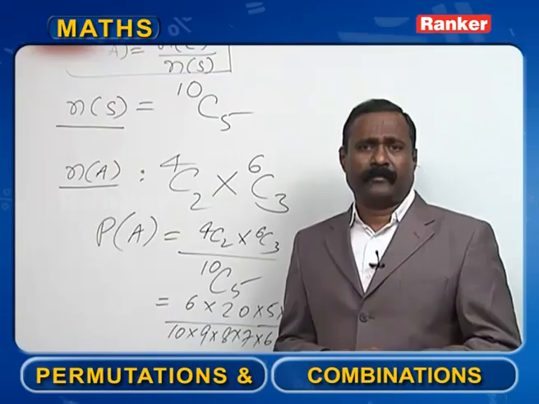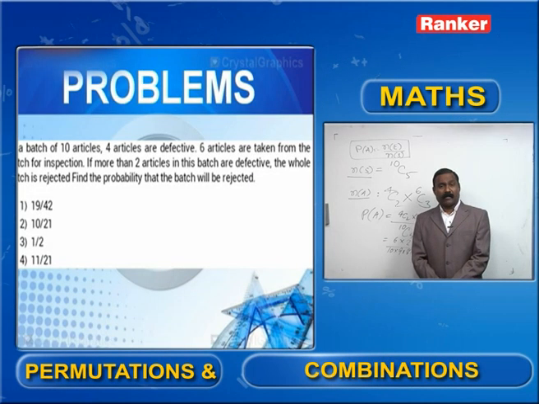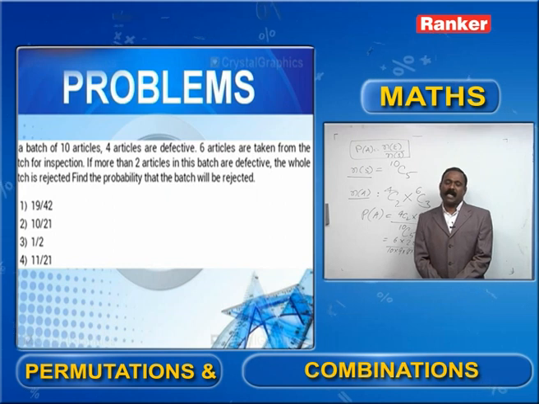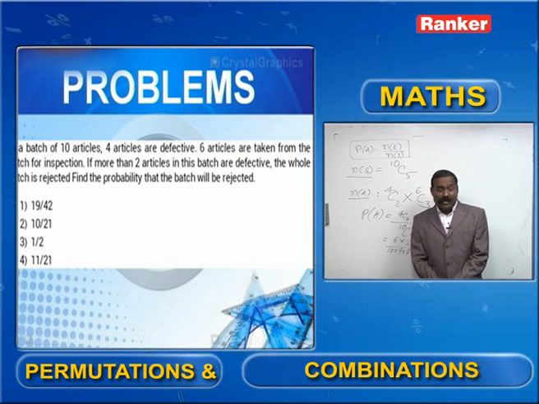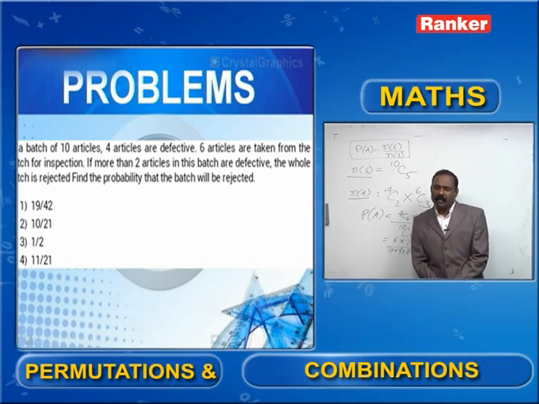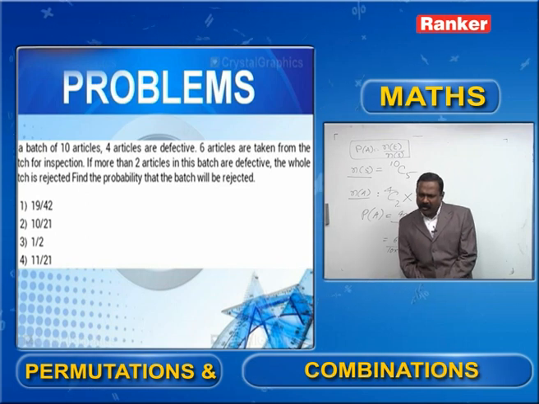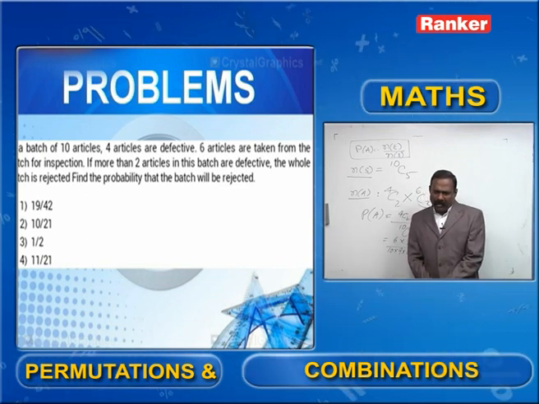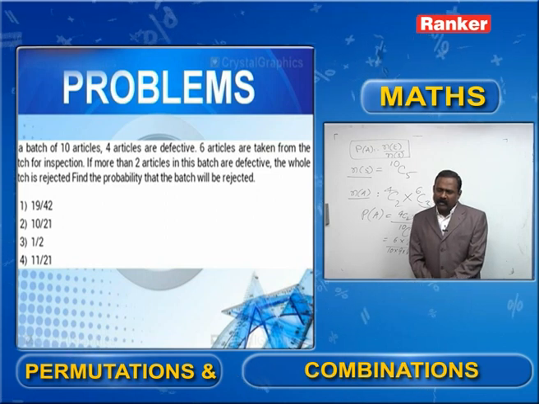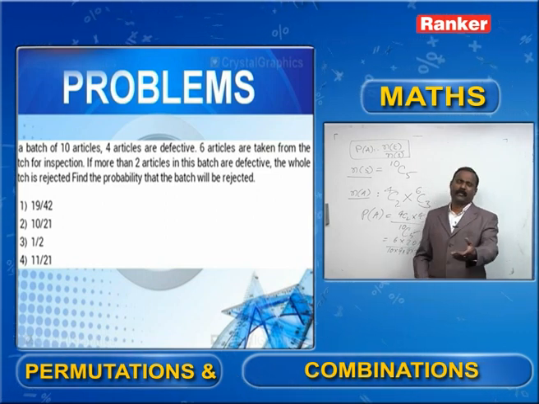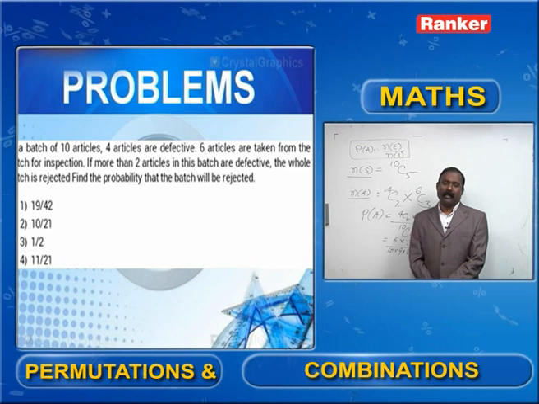Just to try a similar problem, please go forward. It is your homework. In a batch of 10 articles, 4 articles are defective. 6 articles are taken from the batch for inspection. If more than 2 articles in the batch are defective, the whole batch is rejected. Find the probability that the batch will be rejected. Of course, it requires a little more knowledge, but try that because you have already learned the concepts at the board level. You can try that problem.